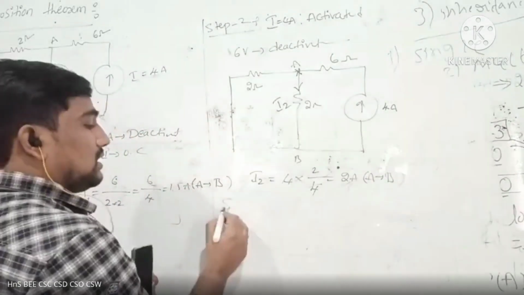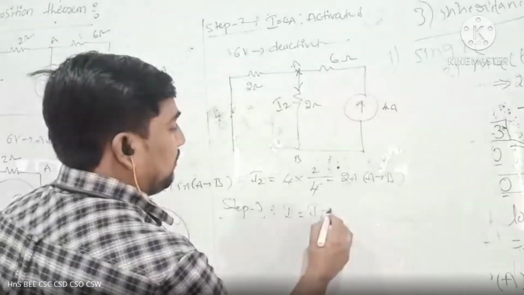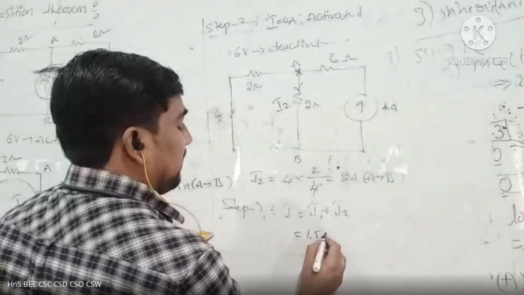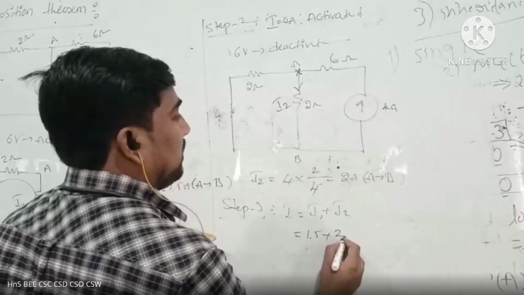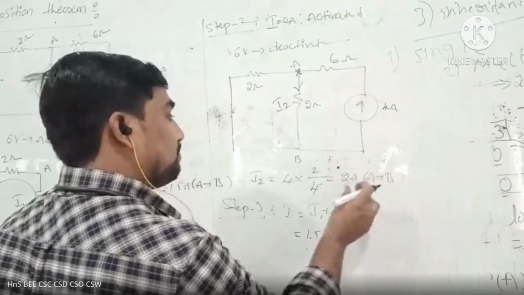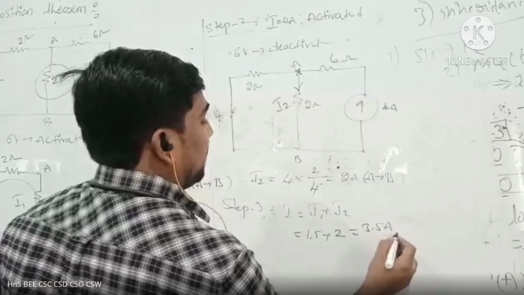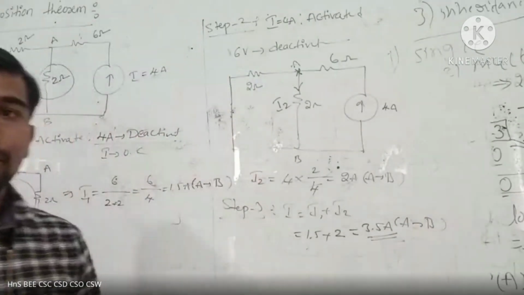Okay. Now coming to step number 3. In step number 3, the total current is equal to I1 current plus I2 current. What is the I1 current direction? I1 current is 1.5 amperes from A to B, and the I2 current is also 2 amperes from A to B. Then we can get 3.5 amperes. Which direction? A to B direction. This is the final answer.